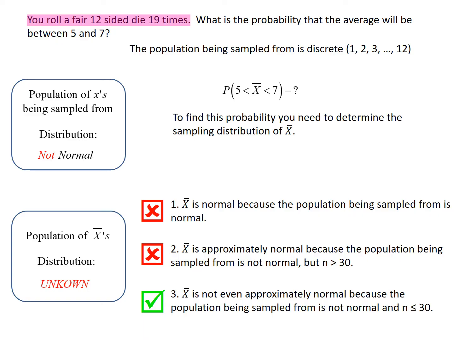So we do not know the distribution of X bar. And so we literally cannot find the probability that the average of our 19 rolls would be between 5 and 7, at least not using these techniques. Okay, so go take an advanced math stat class if you want to go through counting all the options and finding that probability the long way.